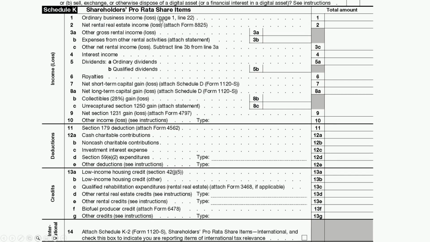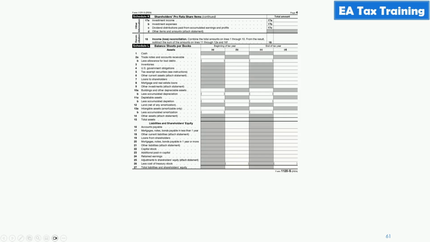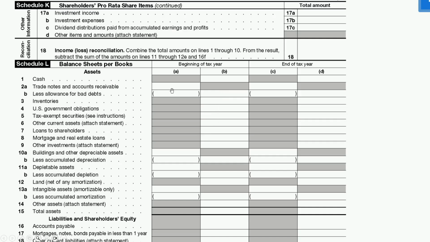That's your ordinary income minus your ordinary expenses. Then your rental real estate is shown on line 2. Then you're going to have all of your other income and expense items that may be separately stated. Then this is the last part of Schedule K. Again, it is on top of Schedule L, and it is going to end with this line 18, which is the income or loss reconciliation.